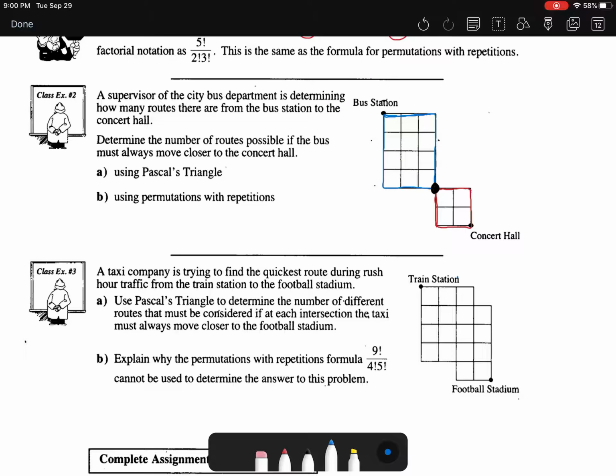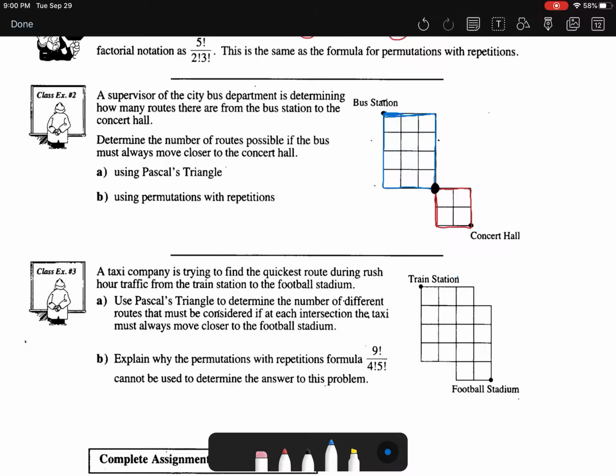Now, in the first one, class example 2, it says a supervisor of the city bus department is determining how many routes there are from the bus station to the concert hall. Determine the number of routes possible if the bus must always move closer to the concert hall. So again, there's that little caveat in the question. We always have to make a movement closer to our end destination. So I outlined the bus station grid in blue, so I'll do that calculation in blue first.